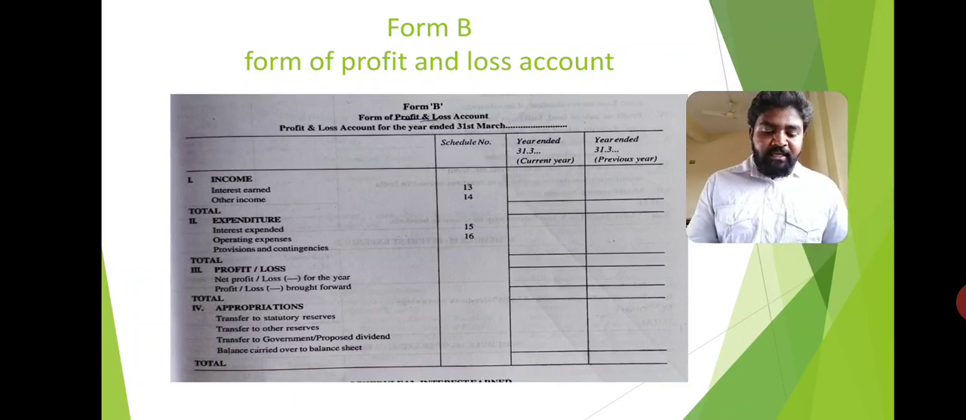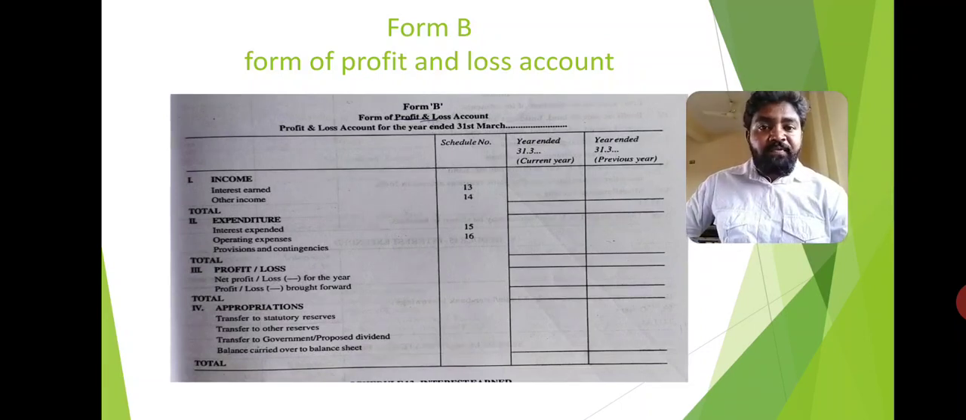These two schedules, schedule number 13 and schedule number 14, we need to consider under the head of income. While preparing a profit and loss account, there are four headings: first income, second expenditure, third profit and loss, and last appropriations. These two, 13 and 14, we consider under income. Next, you have to make the total.